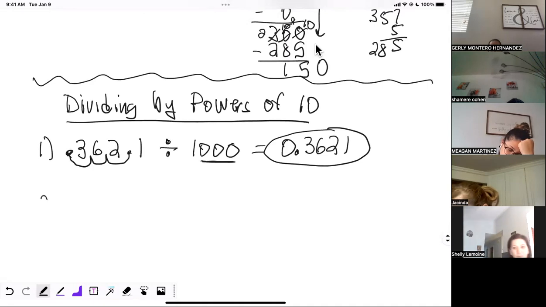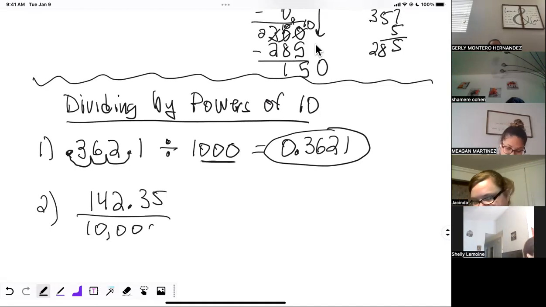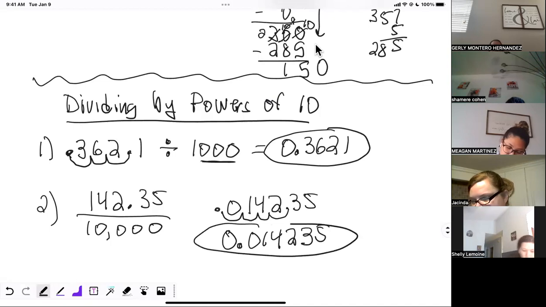Okay, so 2. Let's say I have 142.35 divided by 10,000. Hey, dividing makes it smaller, not bigger, smaller. So I'm going to write it over here, 142.35. We're going to move it. How many decimal places? How many zeros? 4. 1, 2, 3, 4. So my answer is going to be, I always put a 0 in the front, 0.014235. You don't have to put a 0 in the front. You can just put .014235.